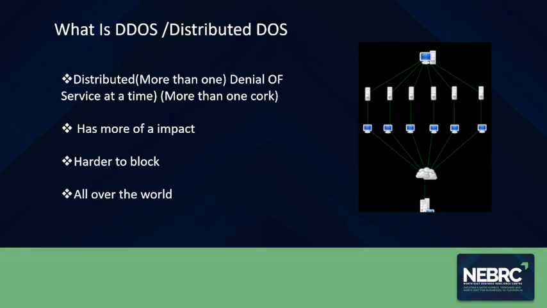It has much more of an impact, as you can imagine, because there are a lot more users or corks trying to block your network flow. When all of these computers are attempting to block it, it's harder to prevent, because they're coming from all over the world, meaning that it's incredibly hard to pinpoint which are legitimate users and which aren't.